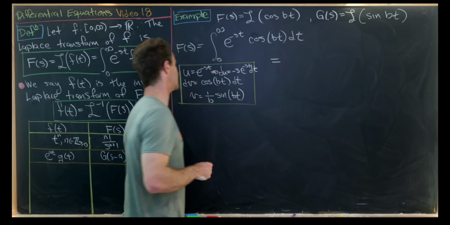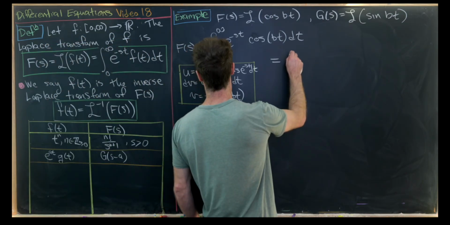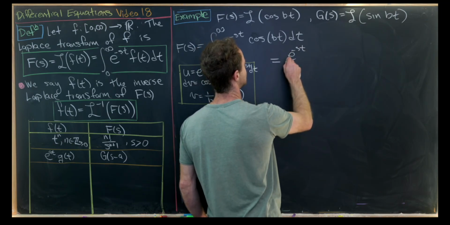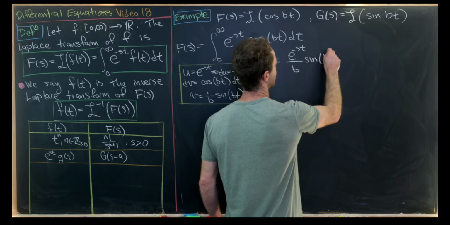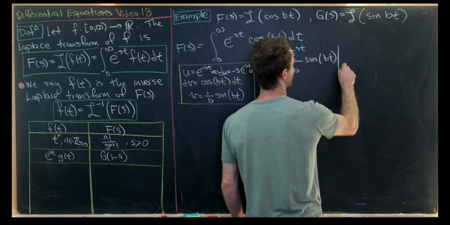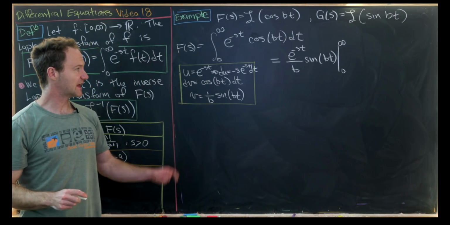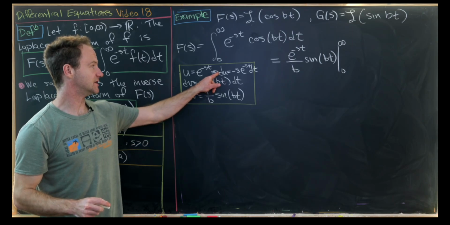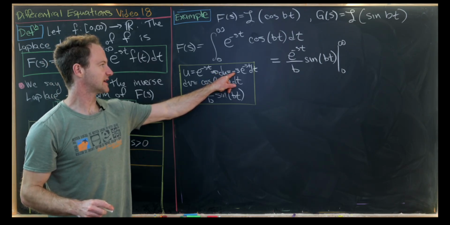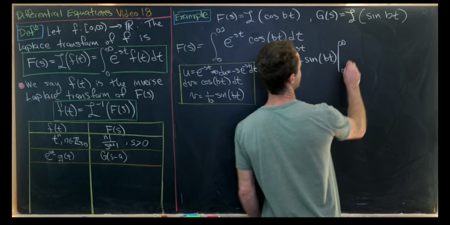Let's recall that that will be equal to u times v. So that gives us e to the minus st over b times the sine of bt. We need to evaluate that from t equals 0 to t equals infinity. And then we'll have minus the integral of v du. Notice the minus sign will cancel here because we've got a minus built into du. That'll leave us with something like this.